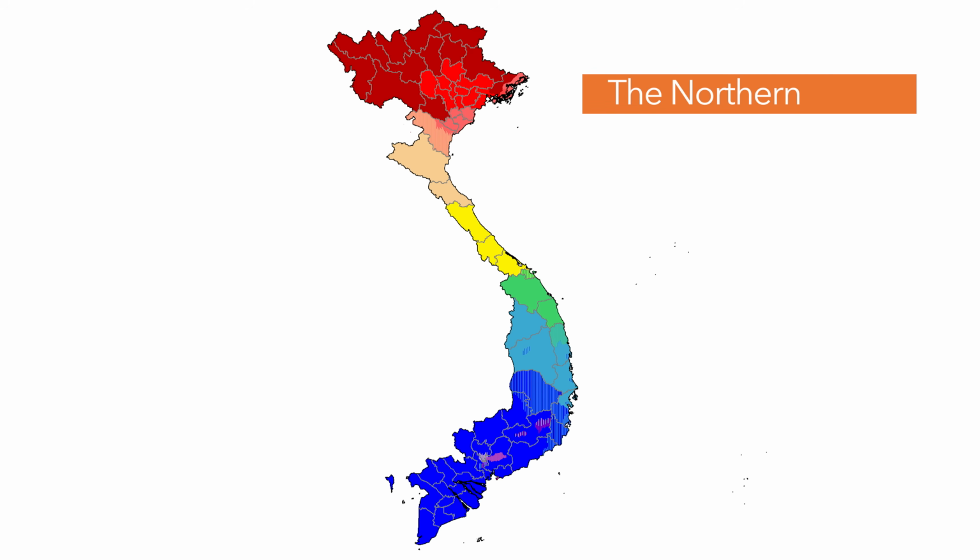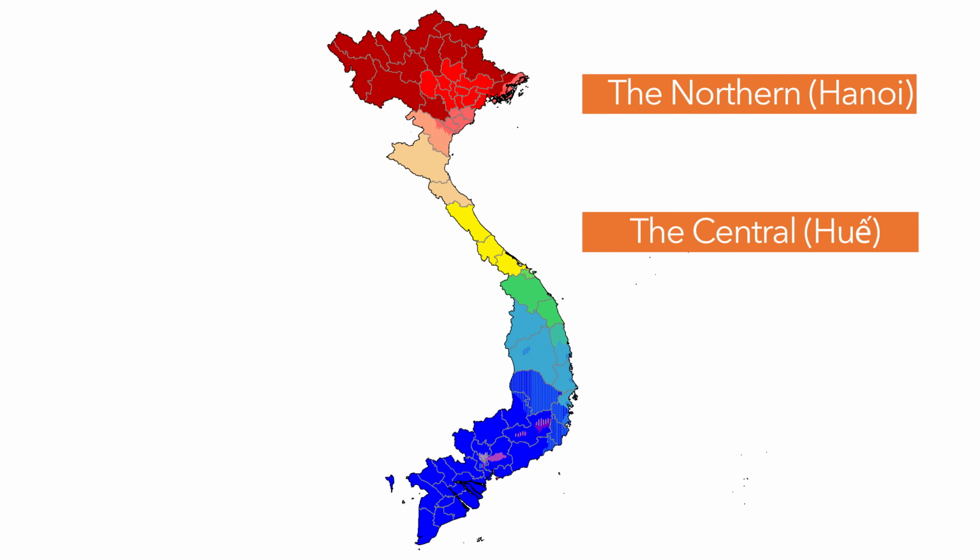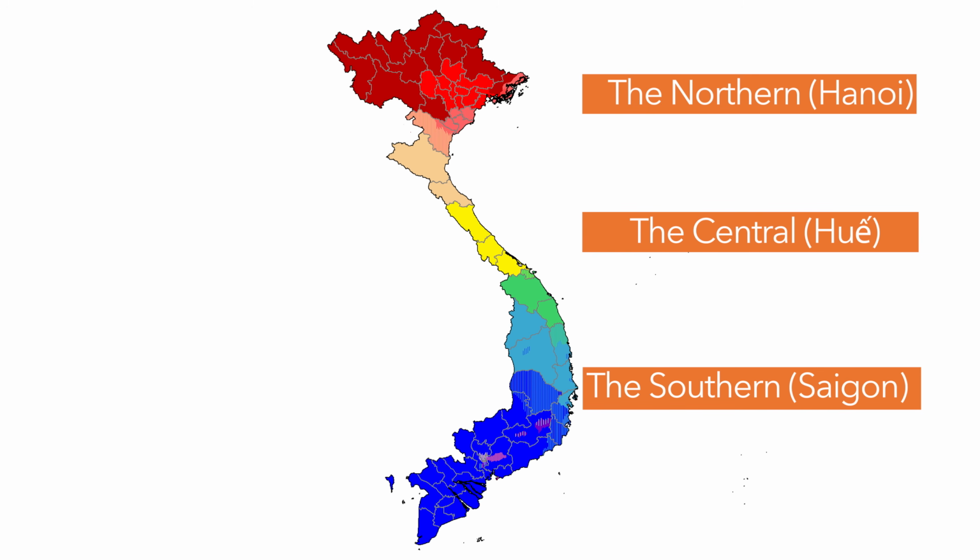The Northern, or the Hanoi dialect, is the standard. The Central, or the Hue dialect, is the most phonologically conservative. And the Southern, or the Saigon dialect, is highly influential due to the South's economic power. The differences are mainly in pronunciation and some vocabulary, but the dialects remain largely mutually intelligible. As with any language, to better understand its present state, we must first turn to where it all began.